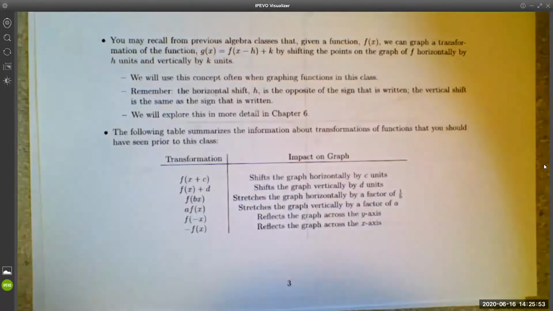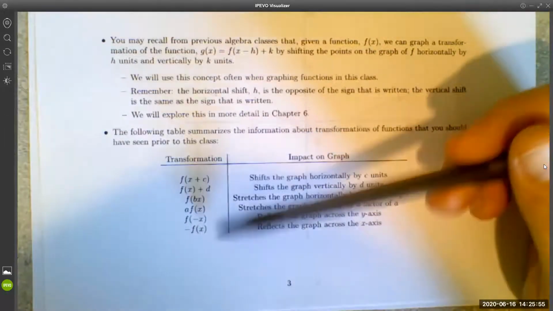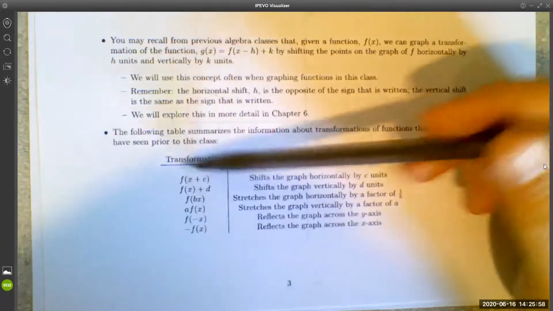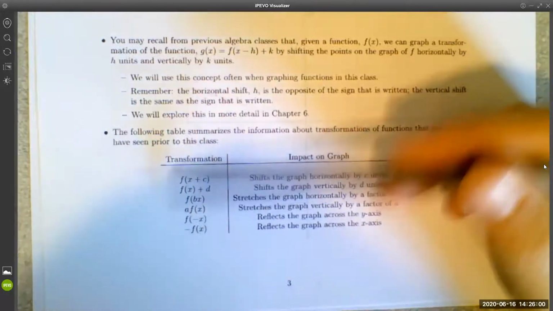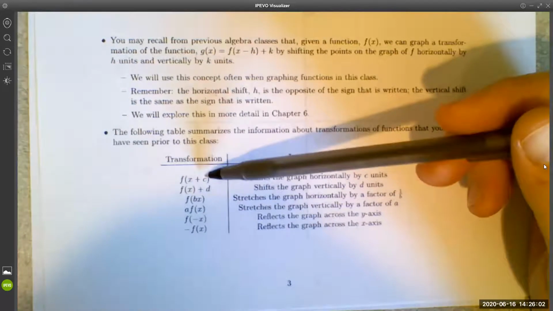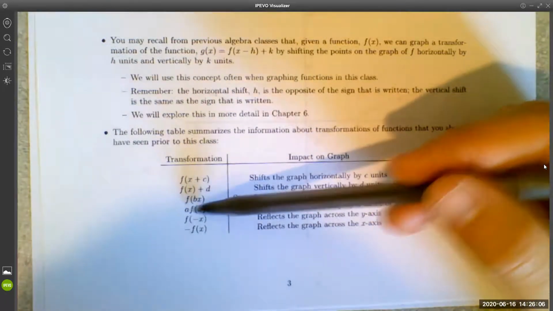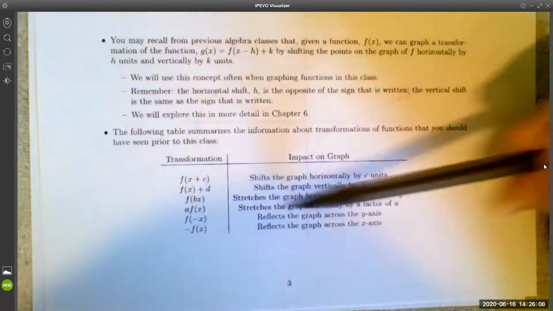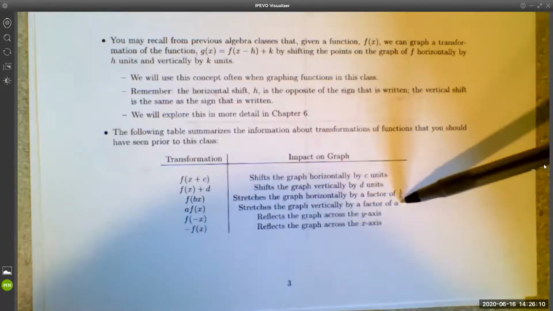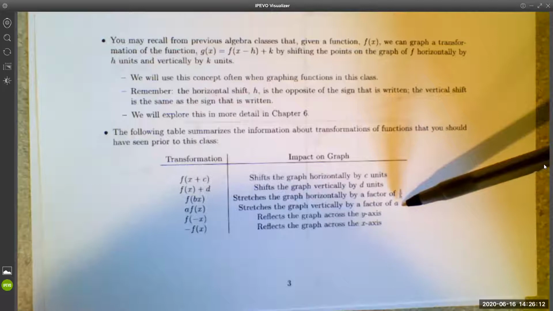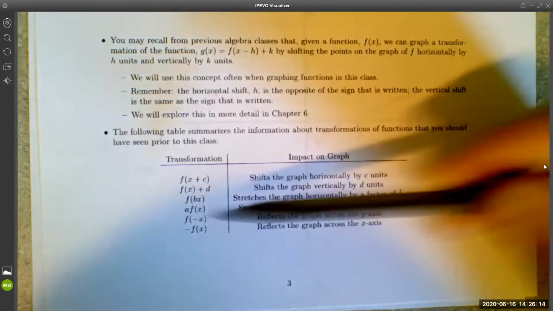In fact, there are a whole bunch of transformations that we could look at. We can look at what they do to the graph of f. So for example, if you multiply f by a, what that does is stretch the graph vertically by a factor of a. So essentially, you would just take all the y coordinates of the graph and multiply them by a.